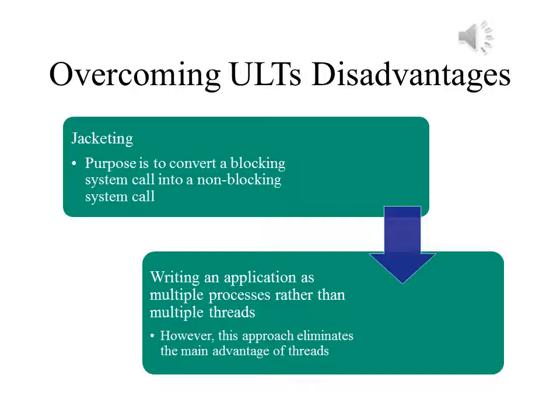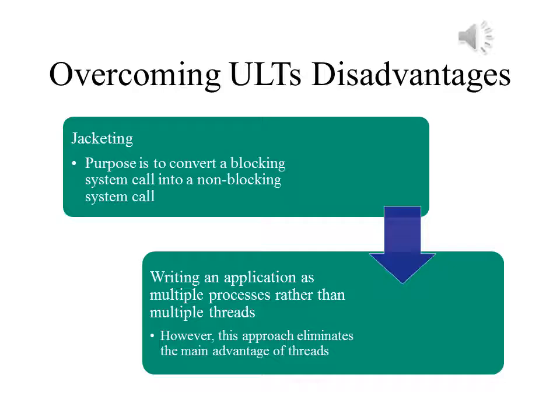There are ways to work around these two problems. For example, both problems can be overcome by writing an application as multiple processes rather than multiple threads. But this approach eliminates the main advantage of threads. Each switch becomes a process switch rather than a thread switch, resulting in much greater overhead.